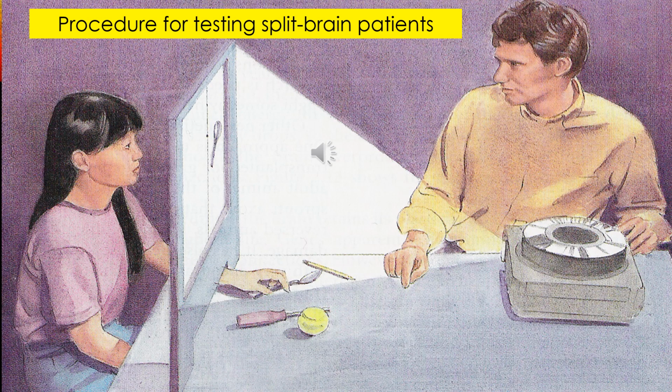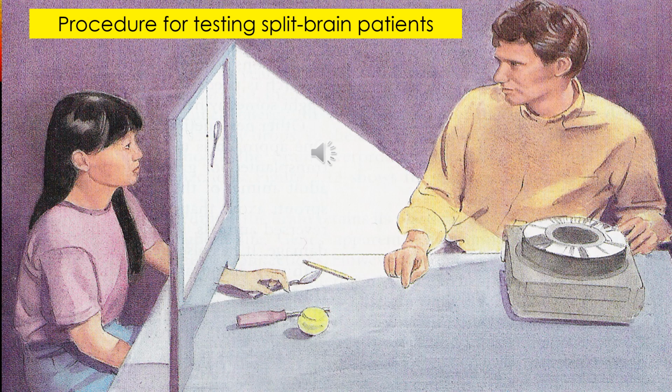So this person on the left, in the illustration, this woman, has had split brain surgery. So her left hemisphere and right hemisphere are disconnected from one another. Now, on the right, we have a psychologist. You can tell it's a psychologist because he's very handsome. The psychologist projects an image on the screen. For example, here we have an image of a spoon projected to the patient's left field of vision.